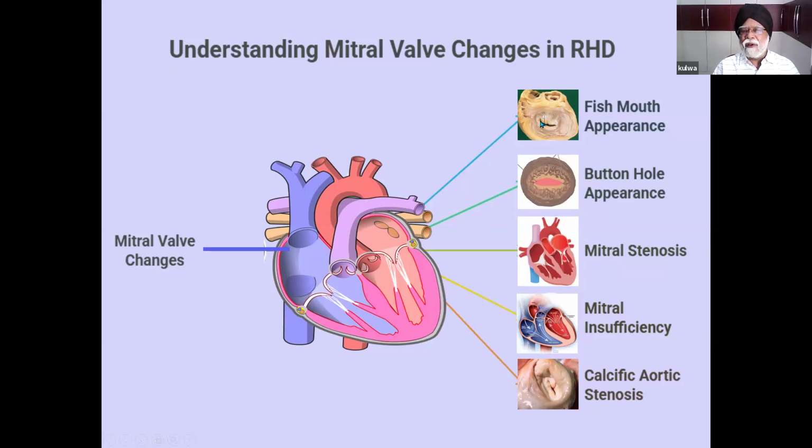And sometimes this looks like a buttonhole. So these are the complications in case of the mitral valve. The appearance becomes fish mouth, or buttonhole-like. There is mitral stenosis, which I already told you. There is mitral insufficiency. And in serious cases, there is calcific aortic stenosis. There is deposition of calcium in the aortic orifice and the aorta gets blocked. So you can imagine that a lot of complications may arise when we study a case of rheumatic heart.